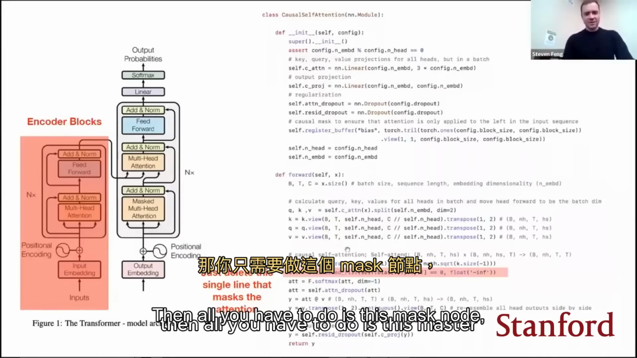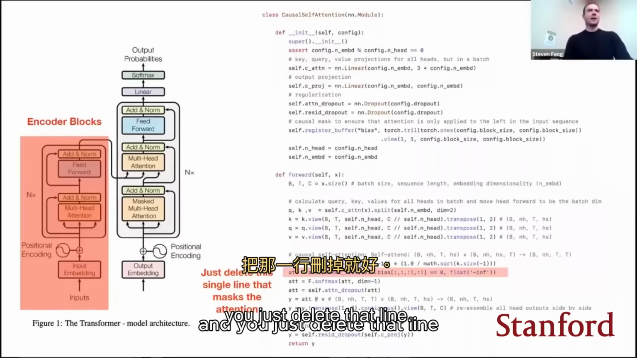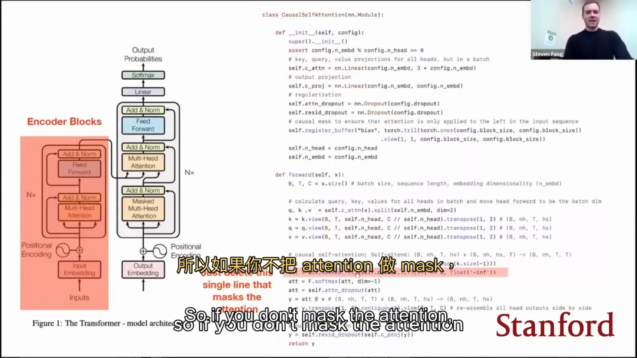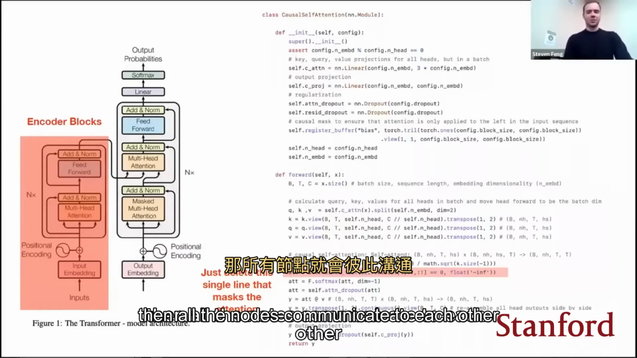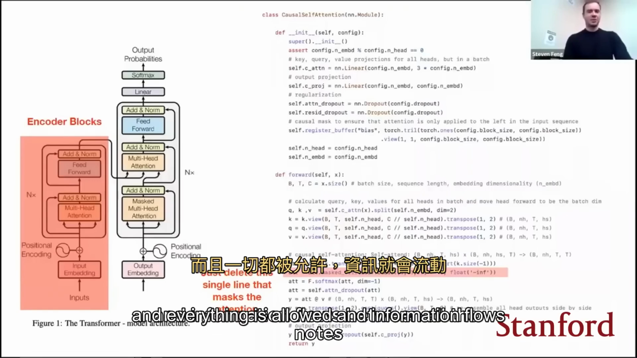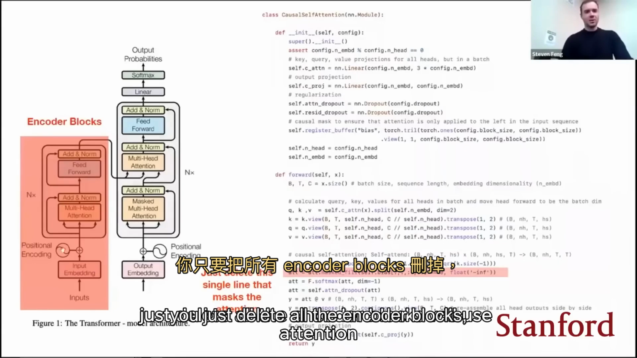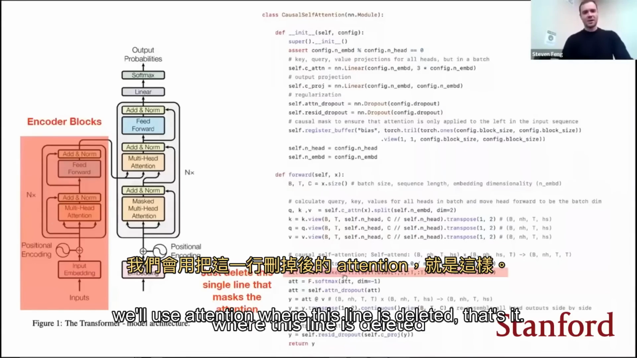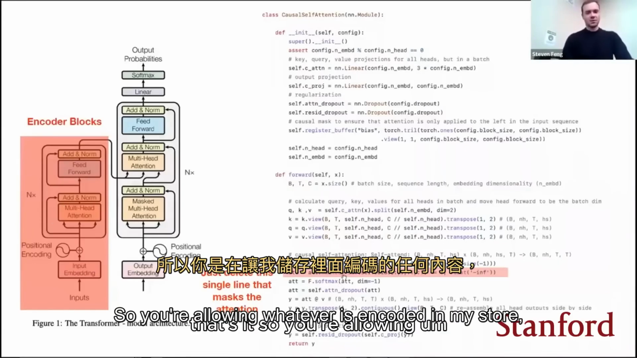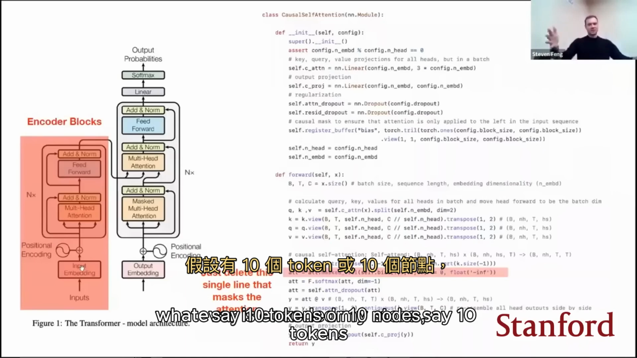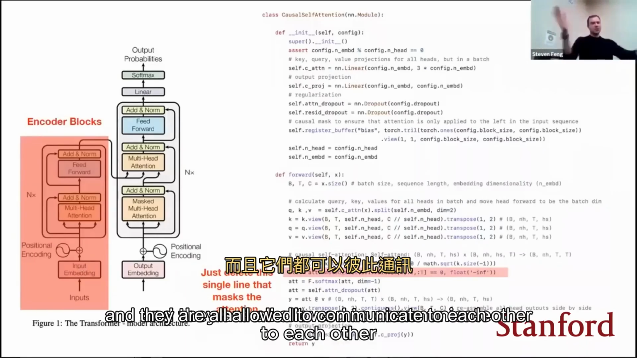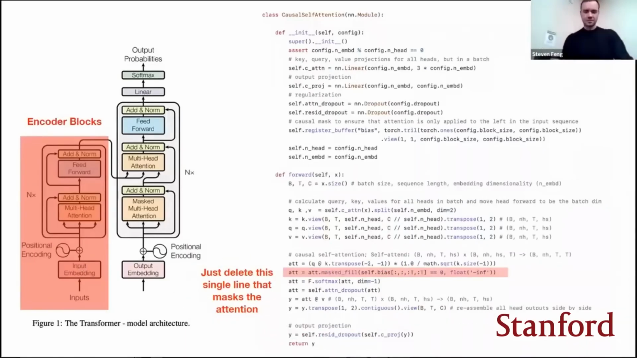Then all you have to do is this mask code, you just delete that line. So if you don't mask the attention, then all the nodes communicate to each other and everything is allowed and information flows between all the nodes. So if you want to have the encoder here, just delete this line. All the encoder blocks will use attention where this line is deleted. That's it. So you're allowing whatever this encoder might store, say 10 tokens, 10 nodes, and they are all allowed to communicate to each other going up the transformer.